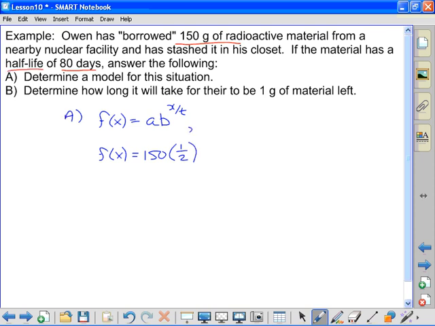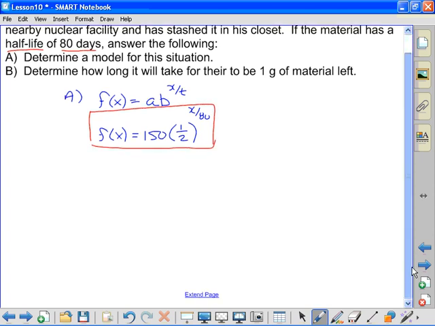So we get x over 80. So there's our model. There's A part.